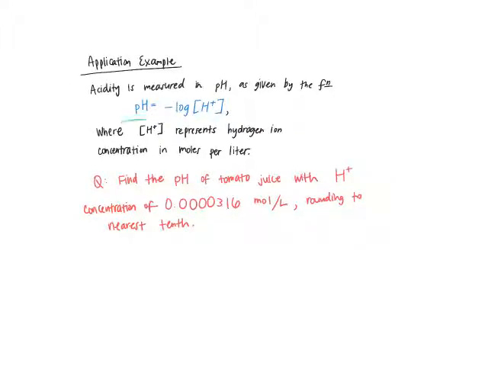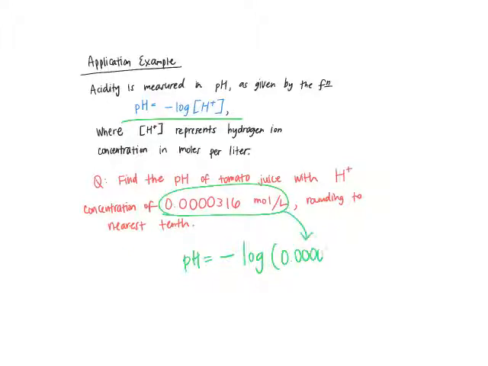Okay. This formula, if it were on a test, would be provided to you. So to find the pH, all you would do is do negative, hit the common log button, and inside put in the moles per liter. That's the concentration of hydrogen ions in this particular solution. Plug that into your calculator. Rounding to the nearest tenth, we get 4.5. So the tomato juice has about 4.5 for its pH level.